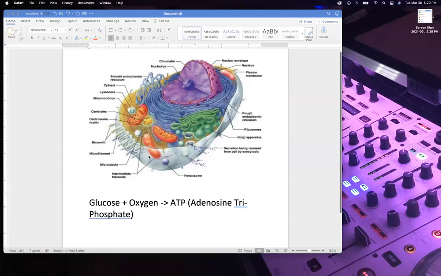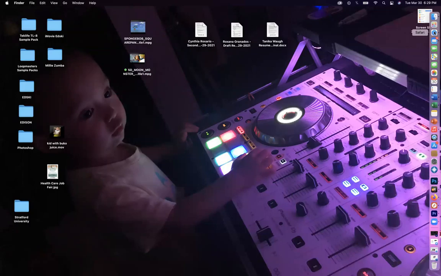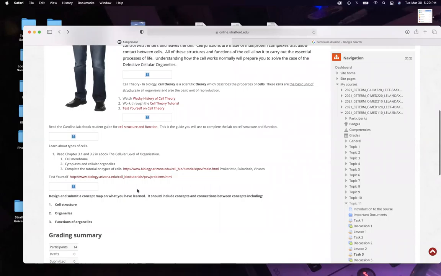Sometimes the cell has to move around. Sometimes the cell has to move things around. So there's little outpocketings of these little fingers. And it's usually either for motility, where the cell has to move around, or in the case of your villi and your cilia in your gastrointestinal tract, it's to help move mucus around. And also, if you look at it, it increases the surface area when they do stuff like that. So it's really good for absorption functions.